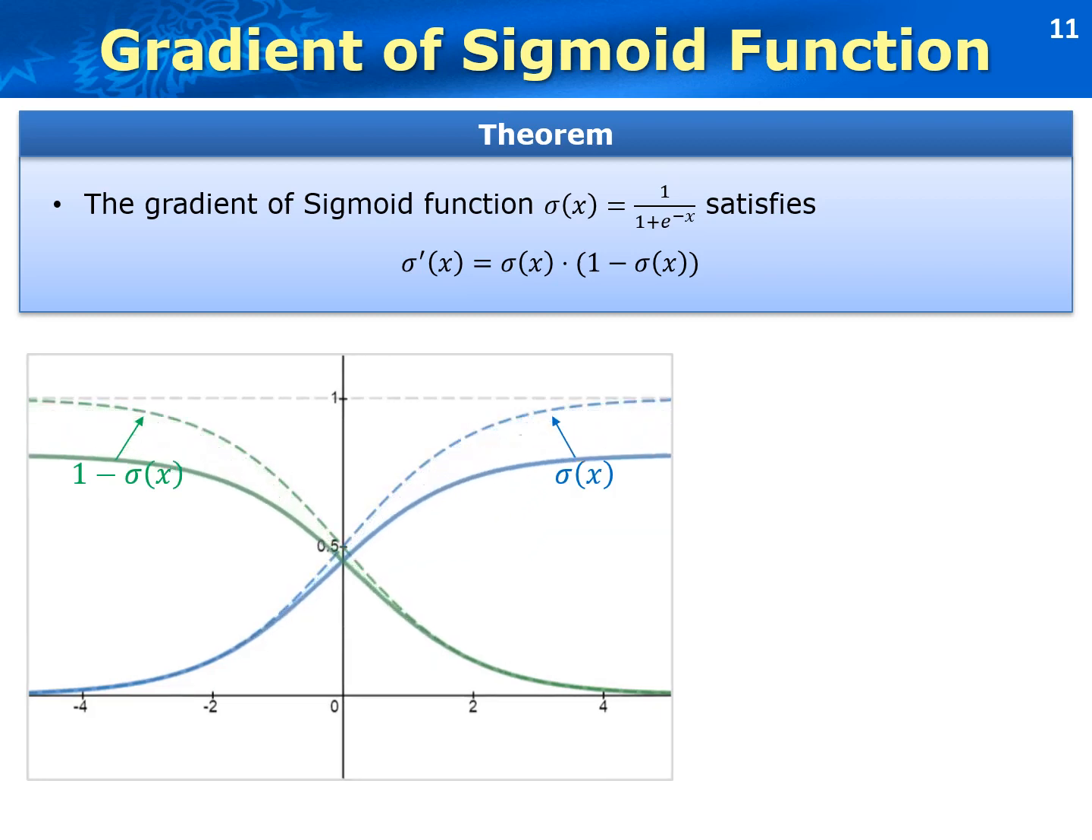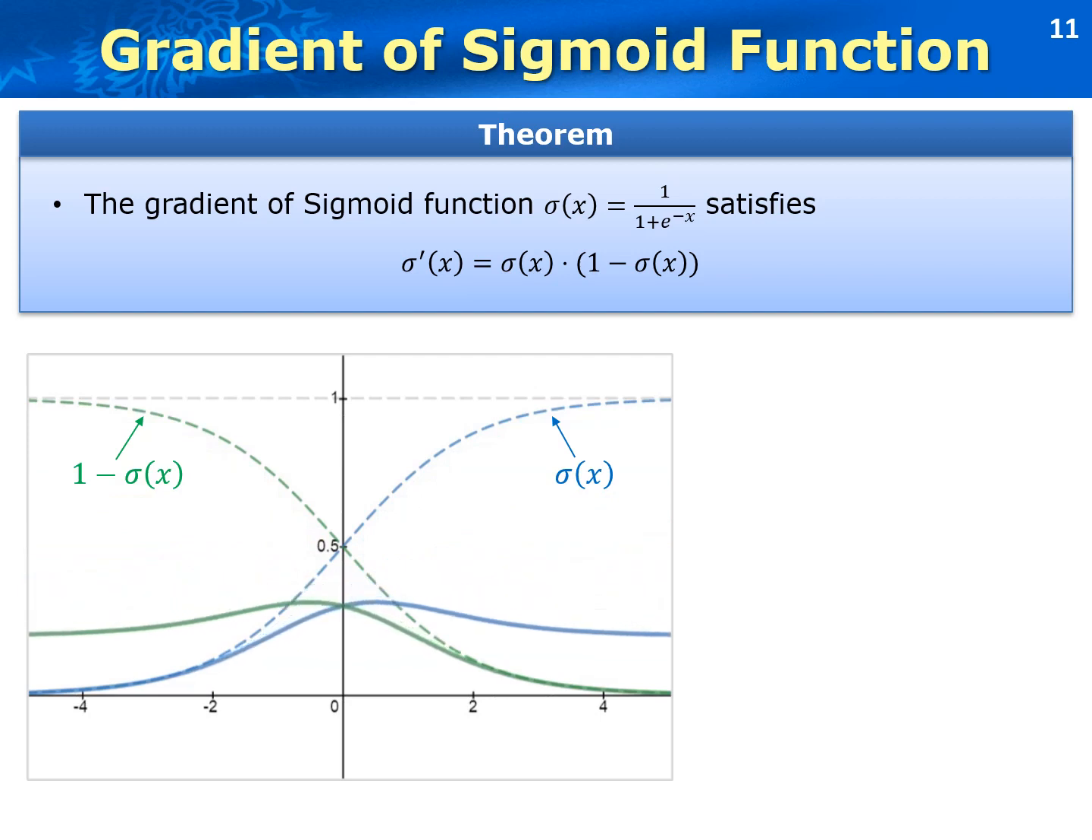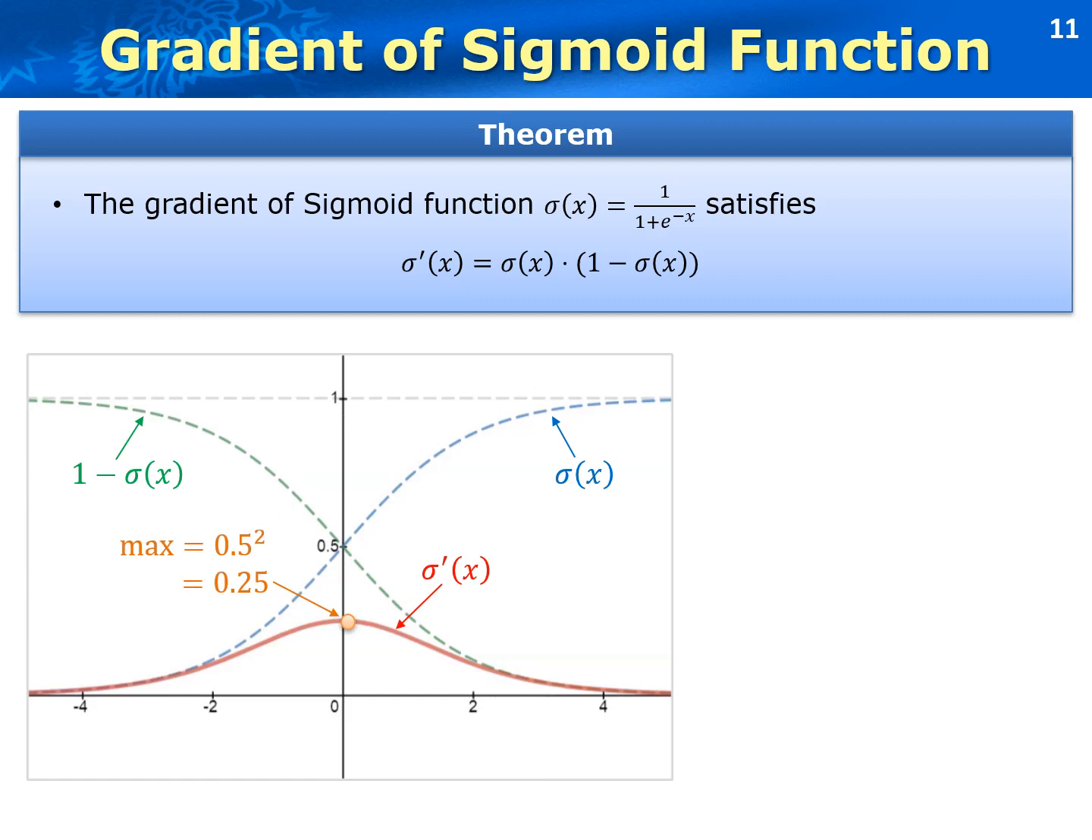Since their ranges are between 0 and 1, multiplying them together will produce a squeezing effect on the final result, which is the derivative of the sigmoid function. We see that before squeezing, the value of the sigmoid and 1 minus sigmoid functions at x equals 0 are both 0.5. Multiplying them together produces 0.5 squared, which is 1/4.